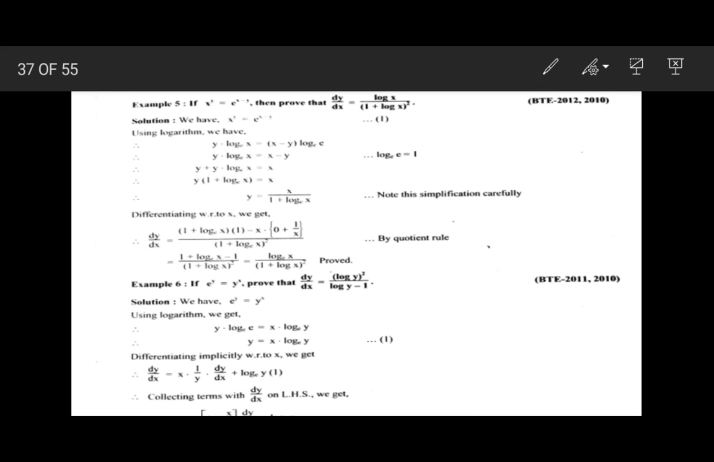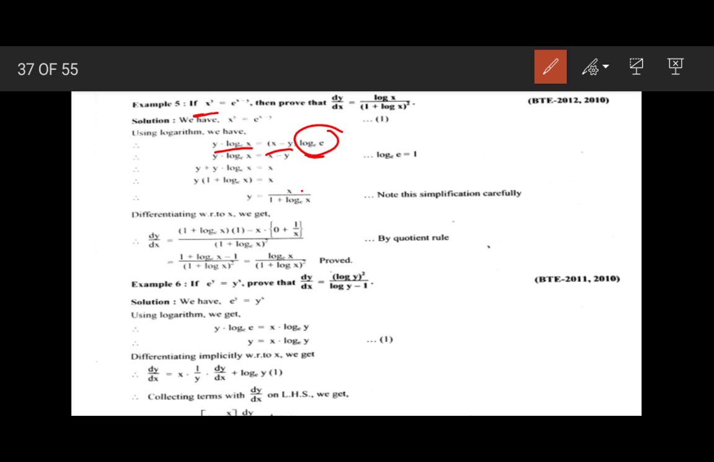Why are we taking log on both the sides? Because here x raised to y is given, that means variable raised to variable is given, and there is no derivative formula for variable raised to variable, and hence we are taking log on both the sides. Now by taking log on both the sides, we get y into log of x is equal to (x minus y) into log of e. Now log e will be 1, right? So y into log x is equal to x minus y.